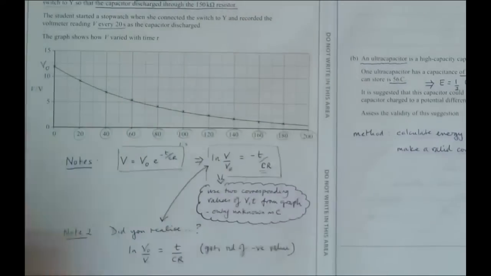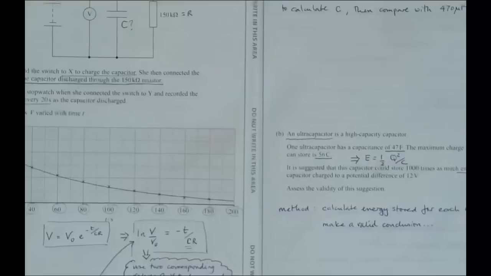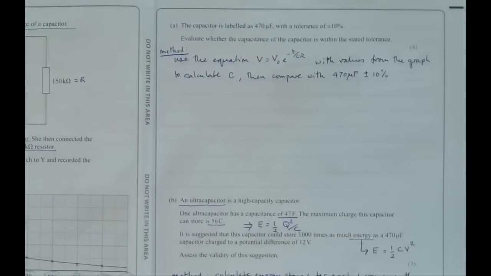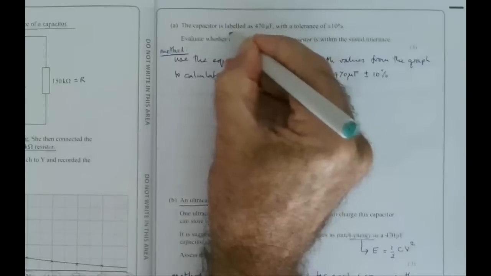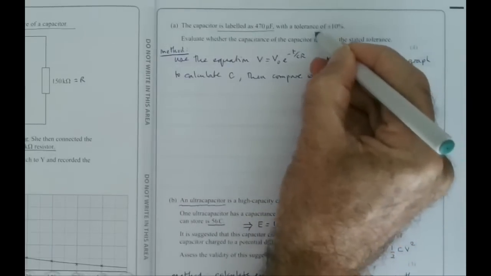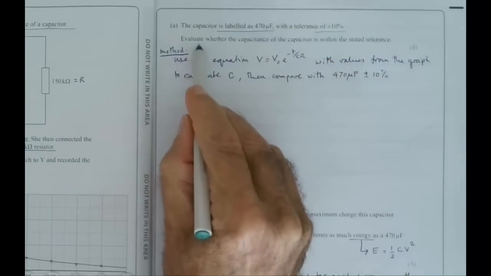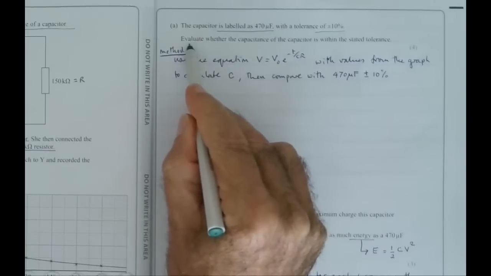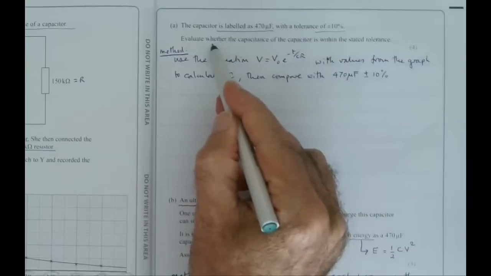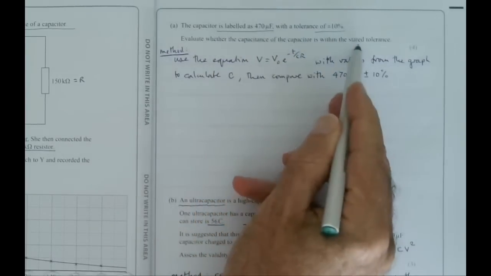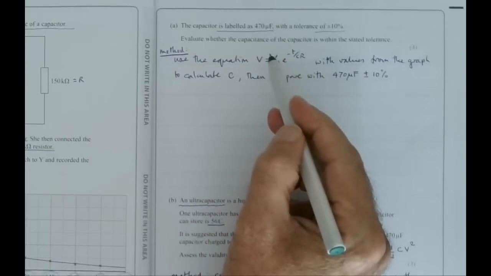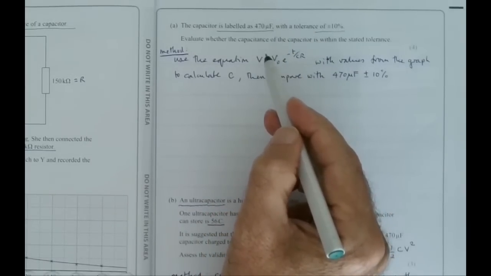Okay? So there's the method. You've got to work out that the capacitance is labelled as 470 microfarads with a tolerance of plus or minus 10%. You have to work out whether the capacitance of the capacitor is within the stated tolerance. In other words, if you get the numbers from the graph and you put the values in, are you within 10% of the 470 microfarads written on the capacitor?